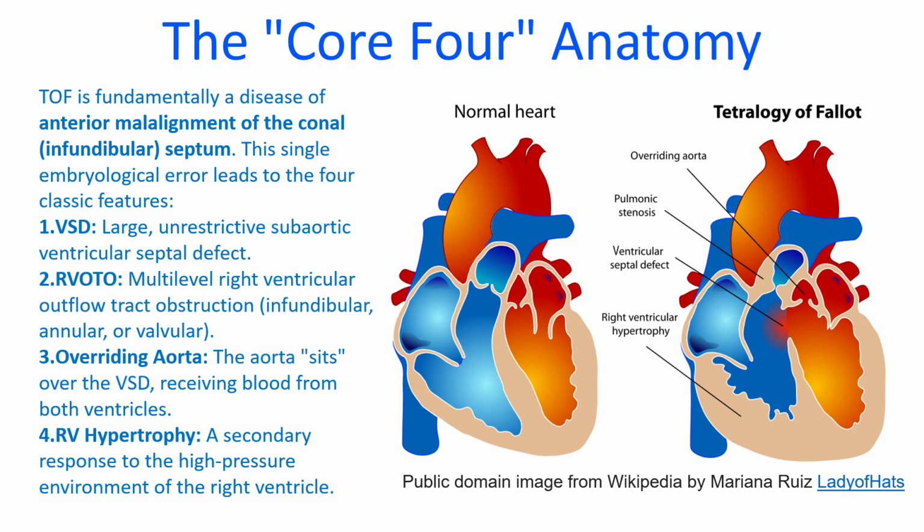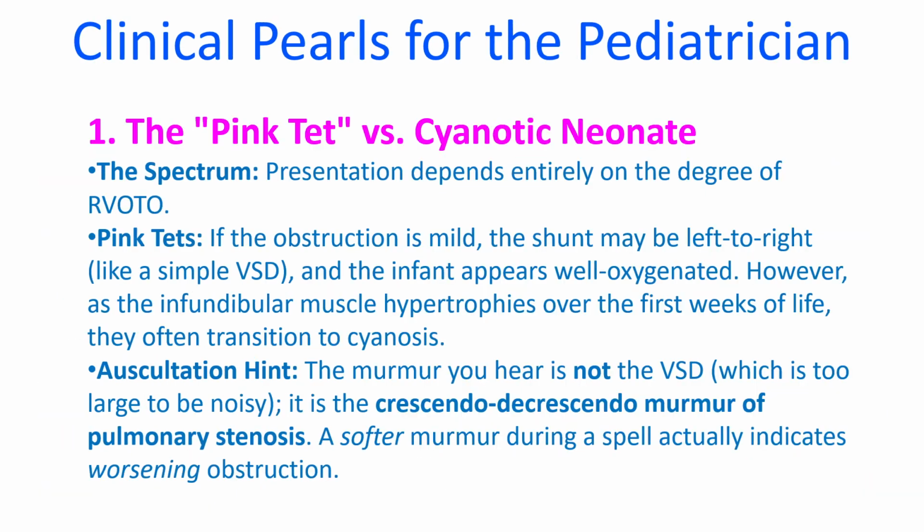Tetralogy of Fallot is fundamentally a disease of anterior malalignment of the conal or infundibular septum. This single embryological error leads to 4 classic features: a large unrestrictive subaortic ventricular septal defect, multi-level right ventricular outflow tract obstruction, which could be infundibular, annular or valvular, and an overriding aorta, with the VSD receiving blood from both ventricles. As a secondary response to the high pressure environment of the right ventricle, there is right ventricular hypertrophy.